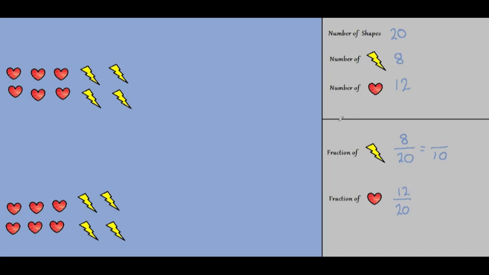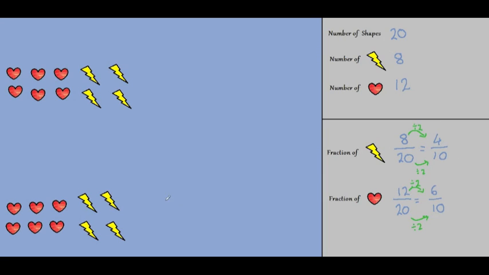If I picked up these shapes in groups of 10, 4 of them would be lightning bolts, and if I picked up these shapes in groups of 10, 6 of them would be love hearts. Now I just want to point out here that I split these groups up into 2, and notice what happens when I divide the top number by 2 and the bottom number by 2. So 8 divided by 2 gets me my answer of 4, and 20 divided by 2 gives me my answer of 10. Same thing with here. Notice that 12 divided by 2 is 6, and 20 divided by 2 gives me 10.